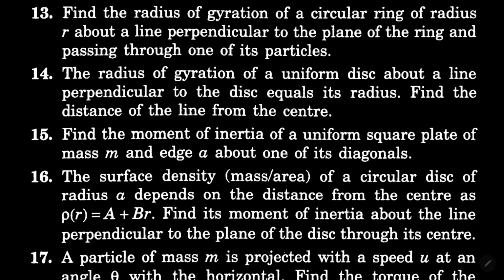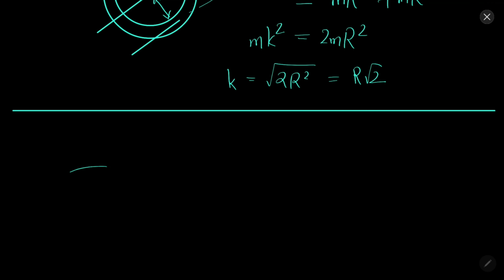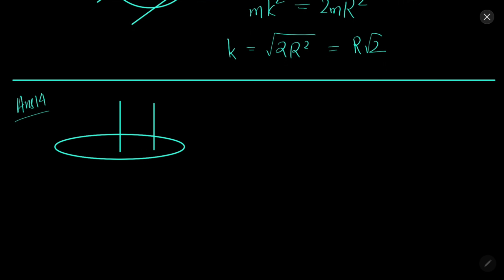In question 14, the radius of gyration of a uniform disc about a line perpendicular to the disc equals its radius. We need to find the distance of the line from the center. Something like this. Now this is solution 14. So we have been given that mk square is equal to half mr square plus md square. Now we need to find this d.